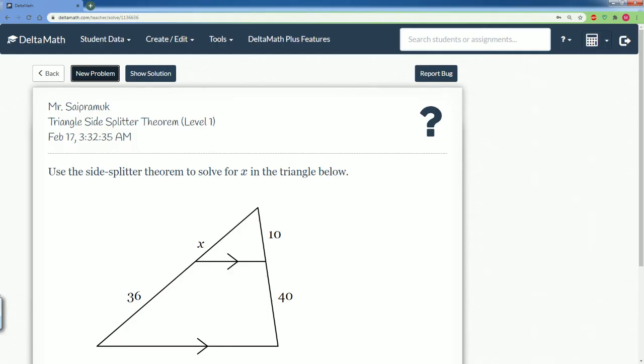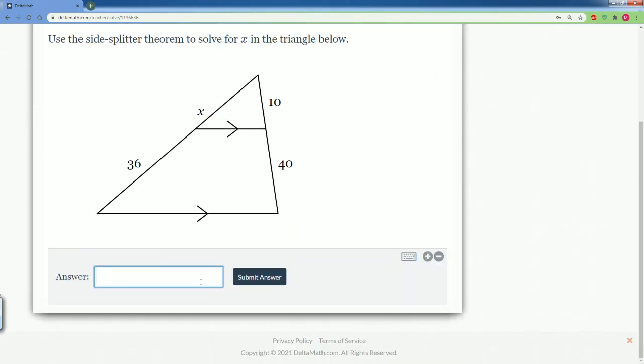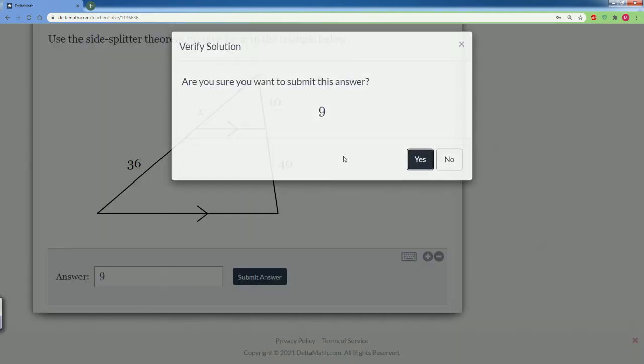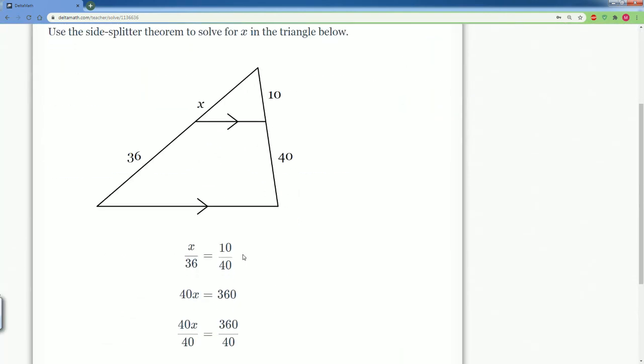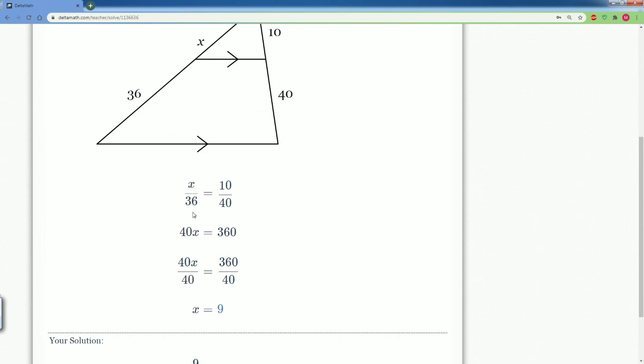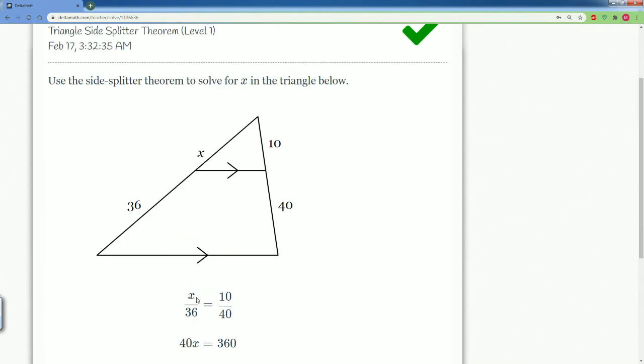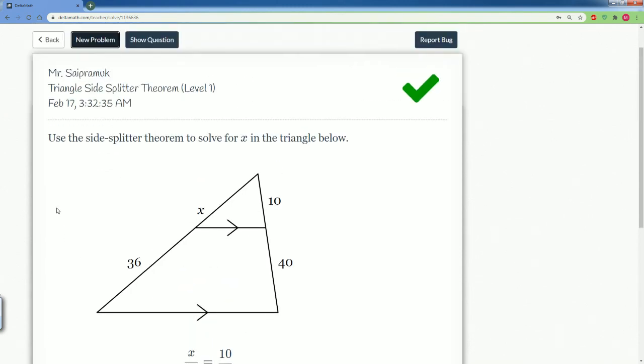All right. So x here is going to be equal to 9. Submit your answer. There you go. We were correct. We set up the proportion, cross multiply, then solve. All right. So there you go. That is how you do the triangle side splitter theorem for level 1. It's equivalent to just setting up the proportion and solving for x.